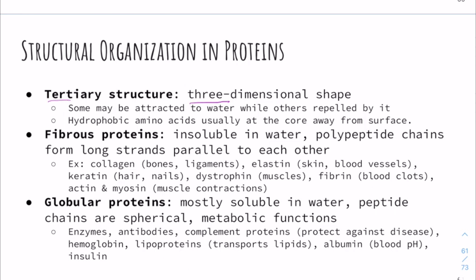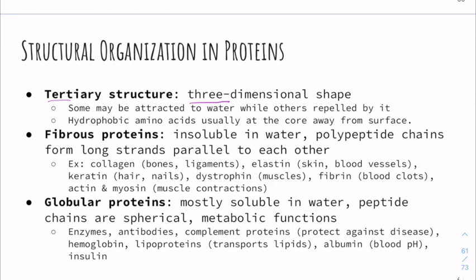We have fibrous proteins. Those are insoluble in water. They have a polypeptide chain that forms long strands that are kind of parallel to each other. Like collagen. We'll get to look at some collagen when we get to tissues in chapter 4. They're also in bones and ligaments. Elastin. That's what helps your skin stretch. Blood vessels, it also helps those stretch.